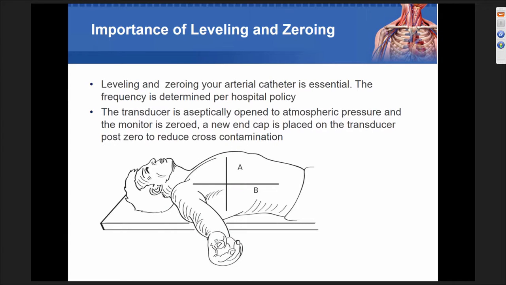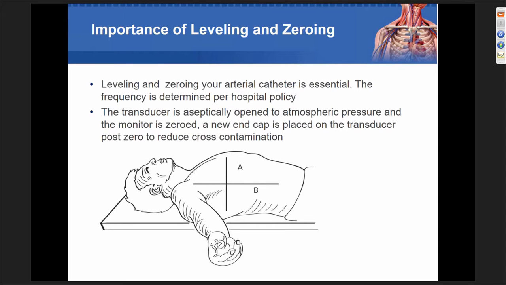So the importance of leveling and zeroing, I go back to this because mean arterial pressure and titrating of medications is so important. So leveling and zeroing the arterial catheter is something that we have to do every day, and most hospitals do it every 8 hours. The frequency is determined by the hospital policy, but the more you do it, the better it is, especially if you're titrating medications. And you really only have to re-level when the patient moves position, but you have to re-zero at least every 8 hours. The transducer is aseptically open to atmospheric air.